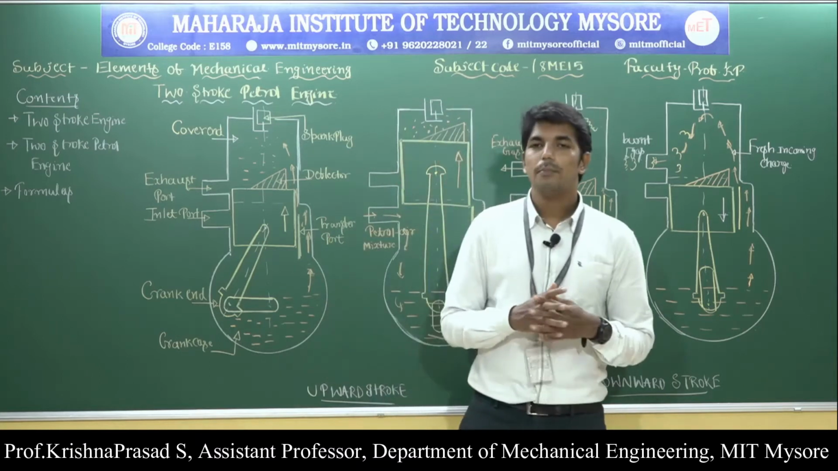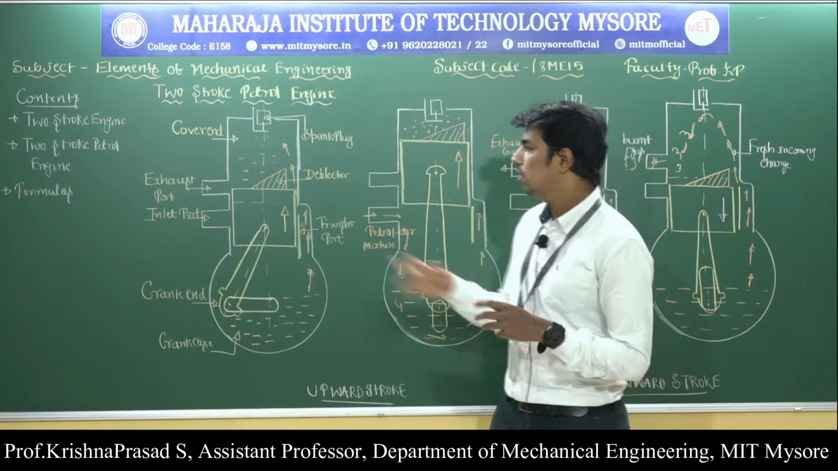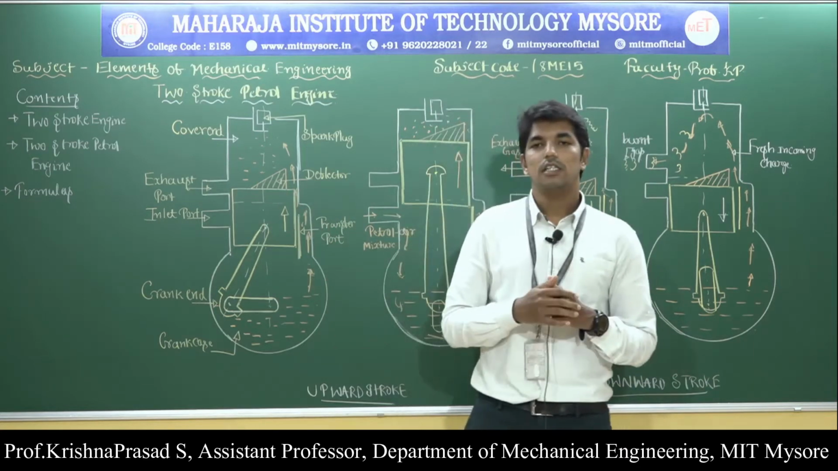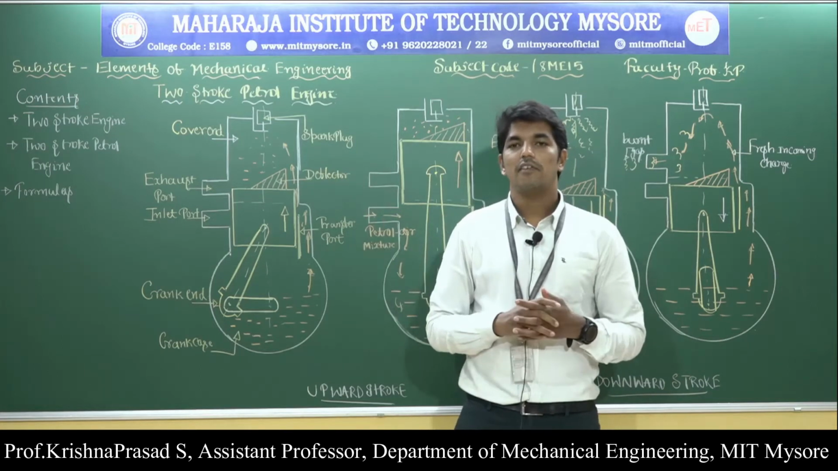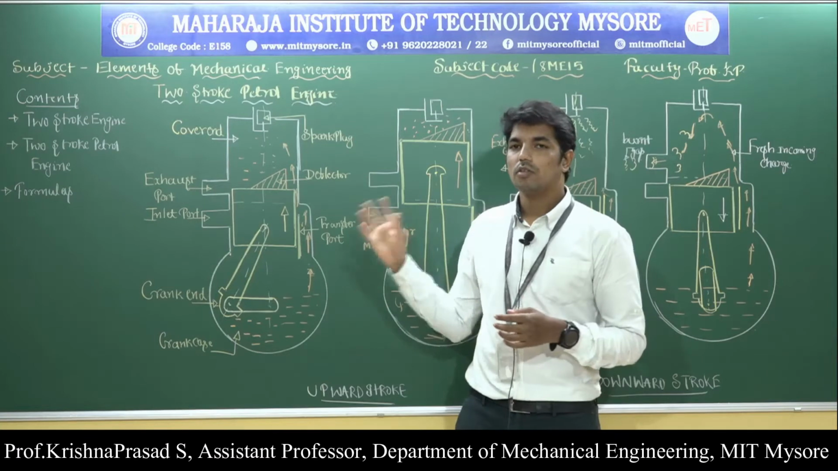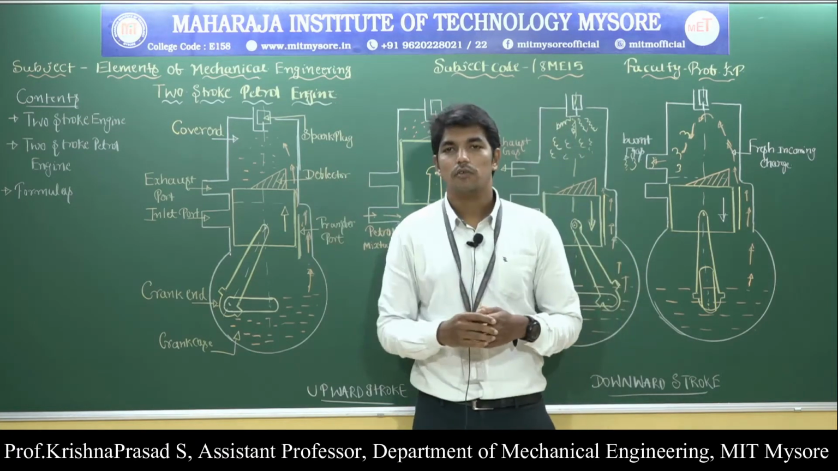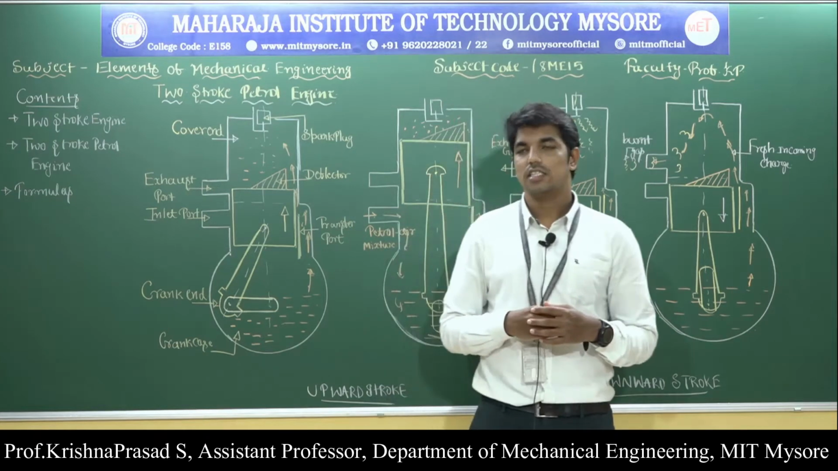So, what are the main parts of the 2-stroke engine? That is very much important. The main parts of the 2-stroke engine: first, the engine cylinder. We all know what is meant by the cylinder. The cylinder is the heart of the engine, in which fuel is going to burn and power is going to develop, because very high temperature and pressure develop due to the combustion of the fuel. The engine cylinder is usually made up of grey cast iron or steel.